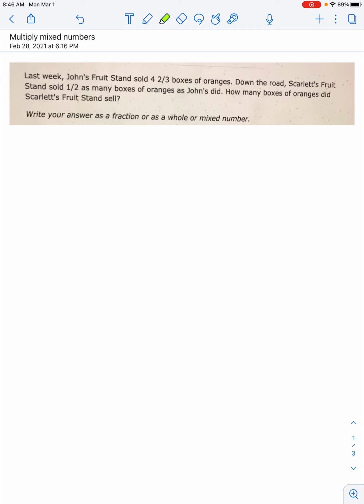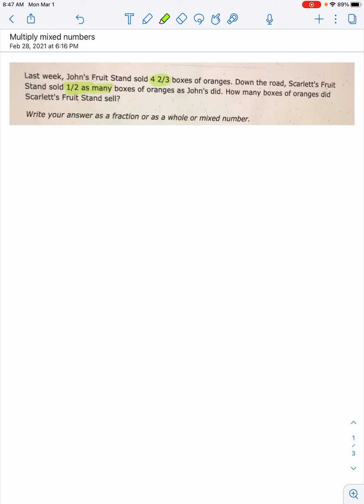Last week, John's fruit stand sold 4 2/3 boxes of oranges. Down the road, Scarlett's fruit stand sold half as many boxes of oranges as John did. How many boxes of oranges did Scarlett's fruit stand sell? So let's take a look. John's fruit stand sold 4 2/3, and Scarlett's sold half as many.